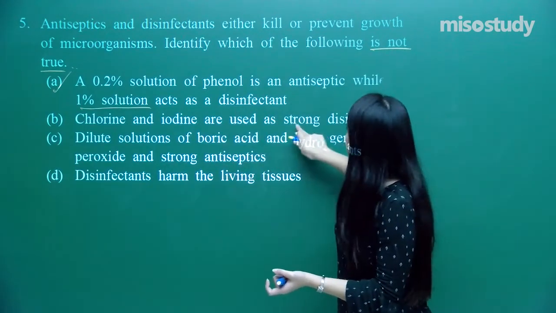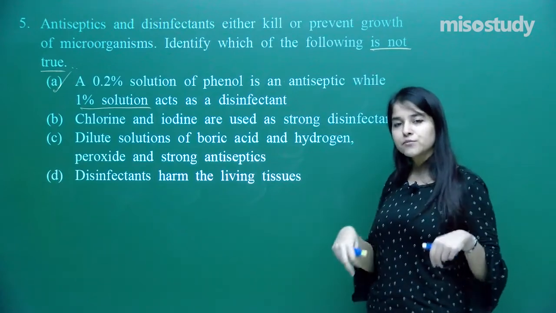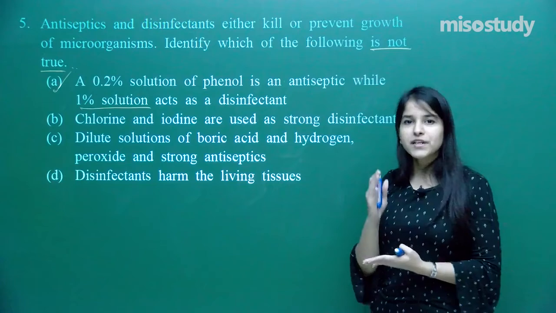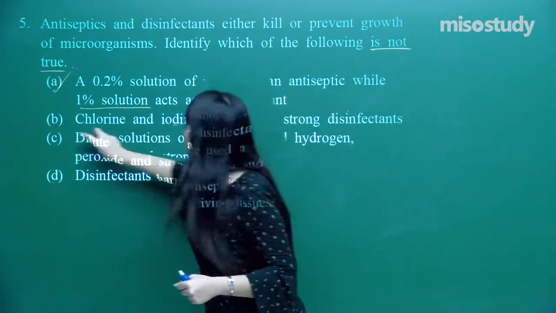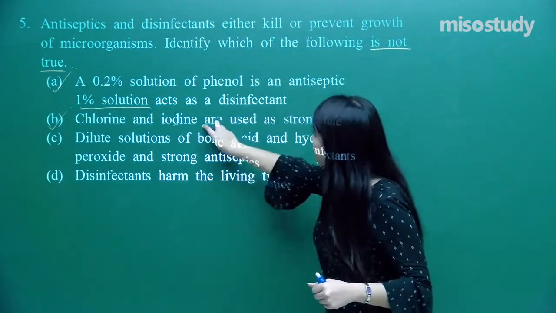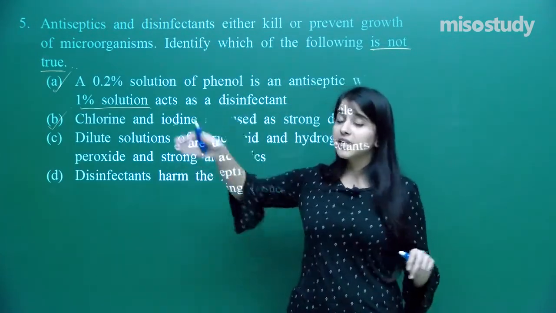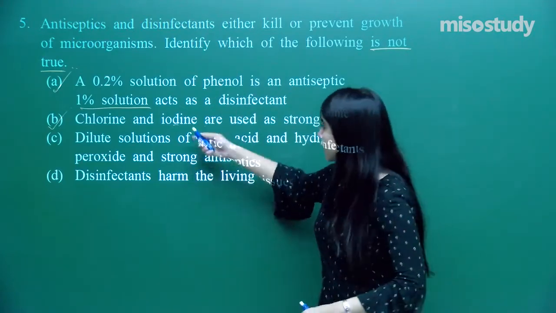Chlorine and iodine are used as strong disinfectants. Yes, definitely. If you have observed swimming pools, what is there? There is chlorine. That means it's used as a disinfectant. As well as iodine. That is true. Iodine is also a disinfectant. We have also used iodine in antiseptics, but that too in a reduced amount.